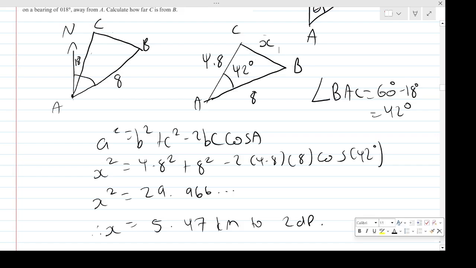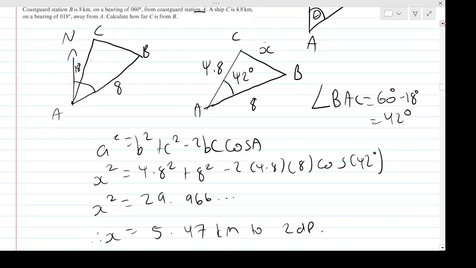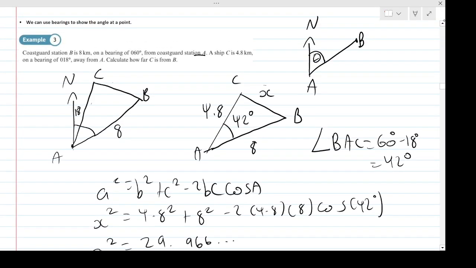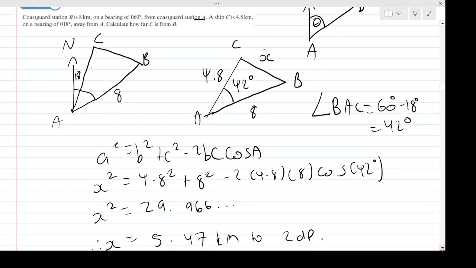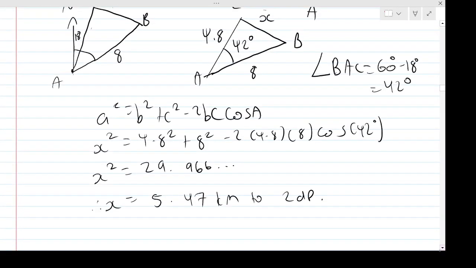Cool. So you are expected to know bearings as well. We'll see another bearings question later on. Hopefully that was a good refresher, and you understood why I got the angles that I did, and how I got 42 there. Other than that, it should be a fairly straightforward cosine question once we've got the triangle. But there we are.